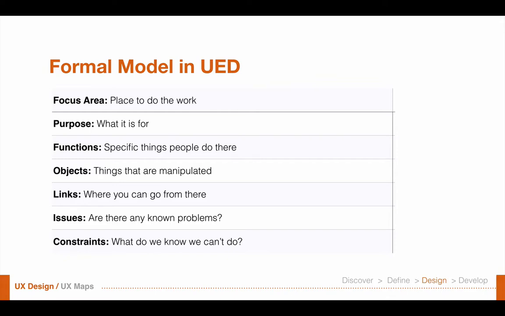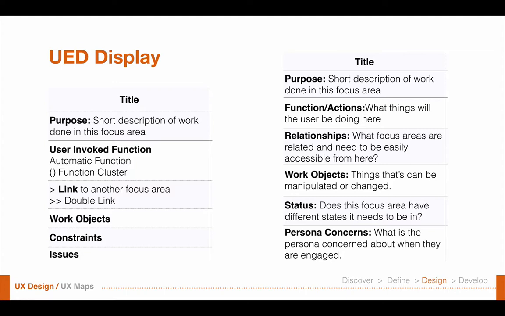And then issues, are there any known problems? How do people feel about doing things in this specific place with certain connections? And constraints: are there any constraints in this process? What can we do or can't do in this space or in this process? So usually they look like something like this in the Beyer and Holtzblatt model. There's a very specific way to write down each piece of the focus area.